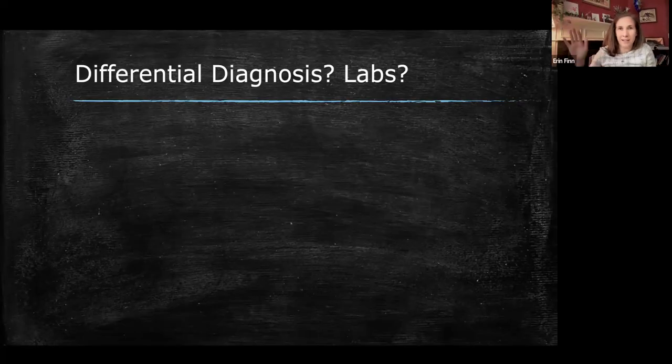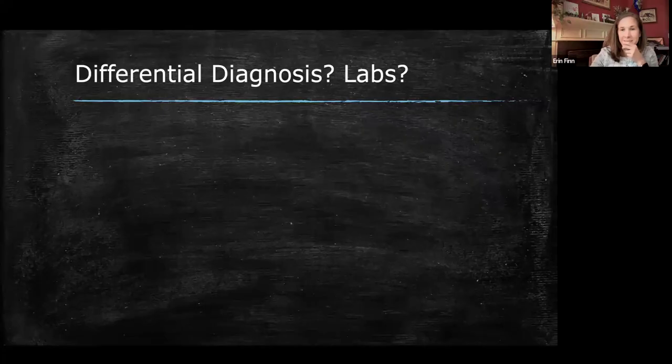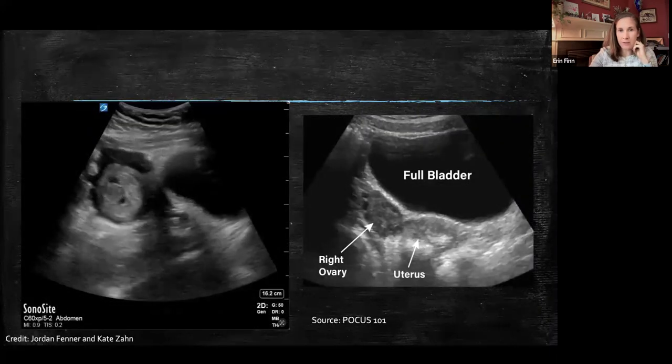What's one that can kind of narrow our differential relatively quickly? Vote for a pregnancy test. Yeah, great idea. And I don't have a lot of labs, but her hemoglobin was 3. So that was surprising. And then her platelets are 7, and then her beta-HCG was negative. So with that, we'll take ectopic off of our differential.